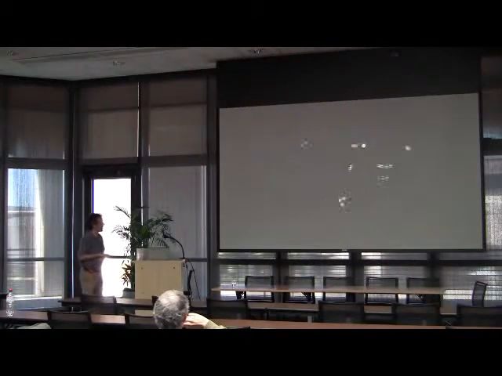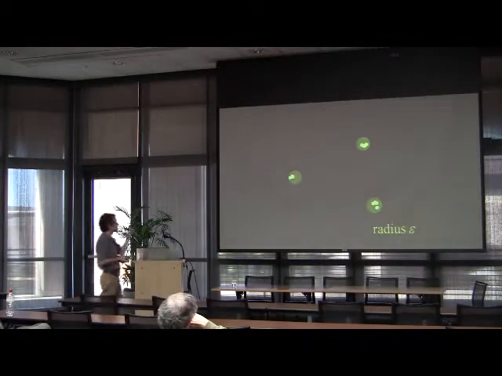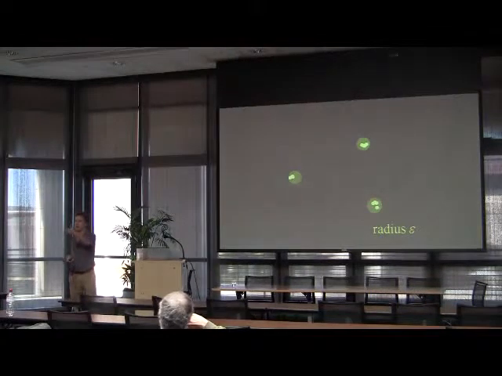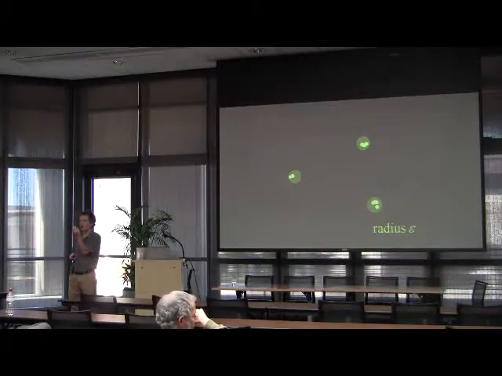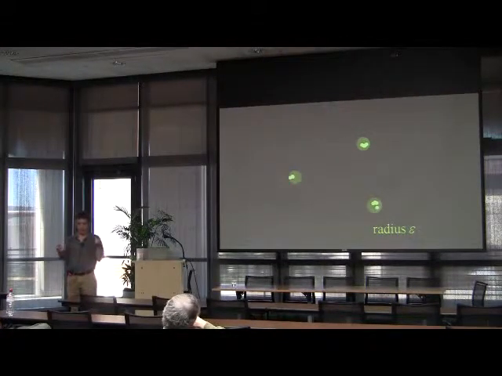Convergence means what? Actually, things might never stop moving. Here they stop moving because my PowerPoint skills don't allow me to have them move forever. But what really happens is they get closer and closer. So convergence means that for any epsilon, you can wait some time, t of epsilon, and then they'll all be within some ball of radius epsilon, and they will never move away from that, ever. So that's convergence.